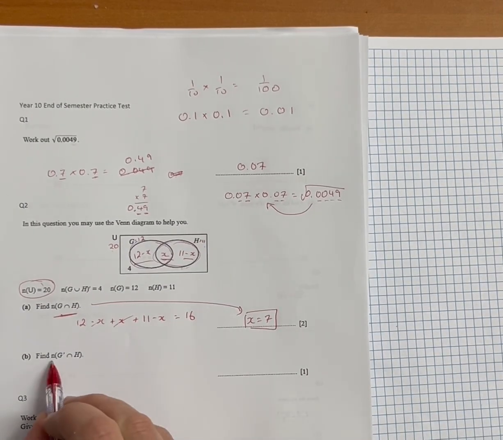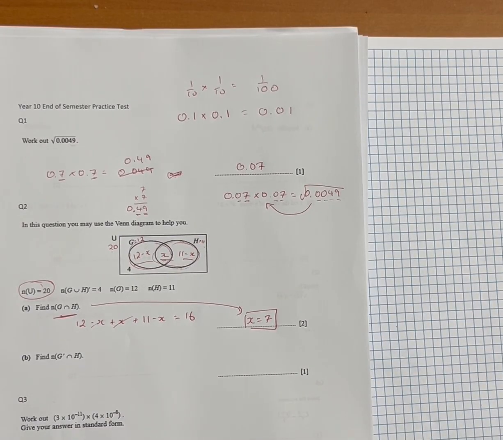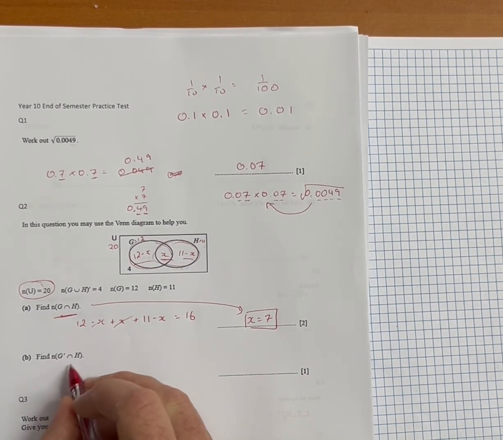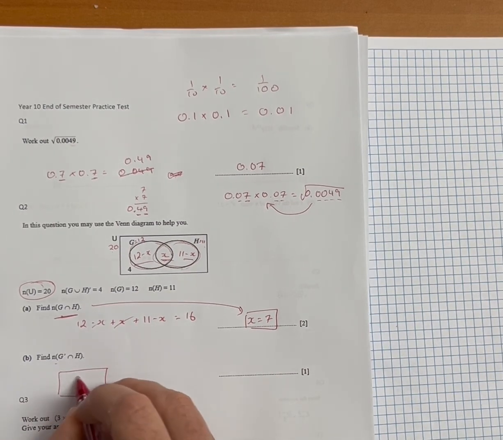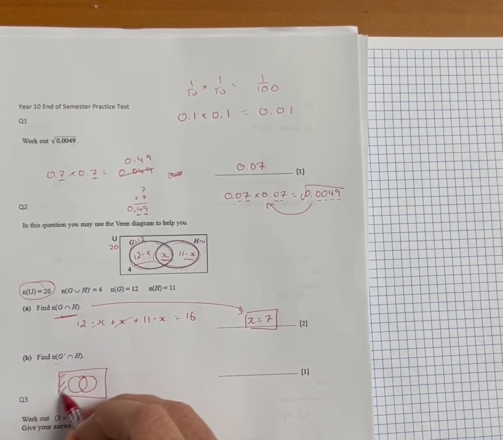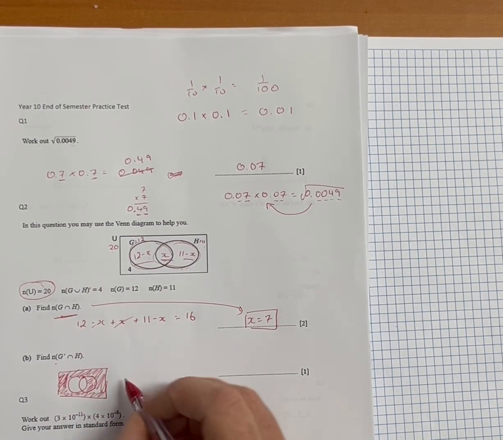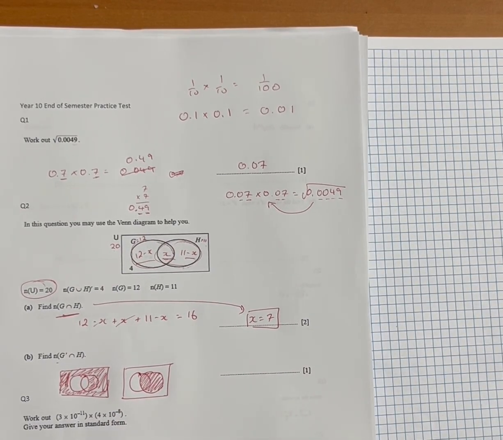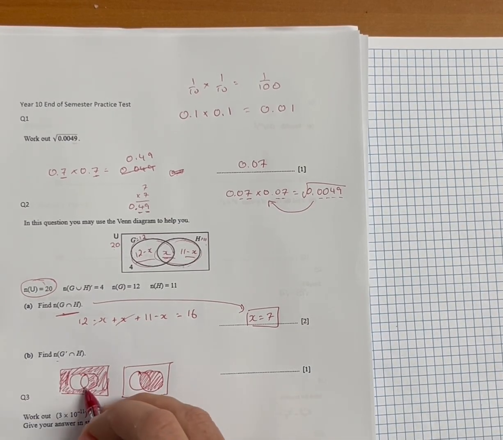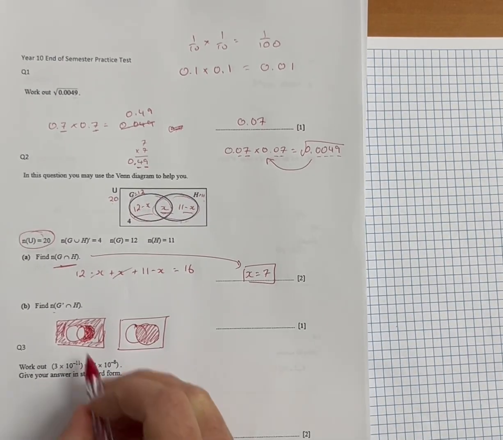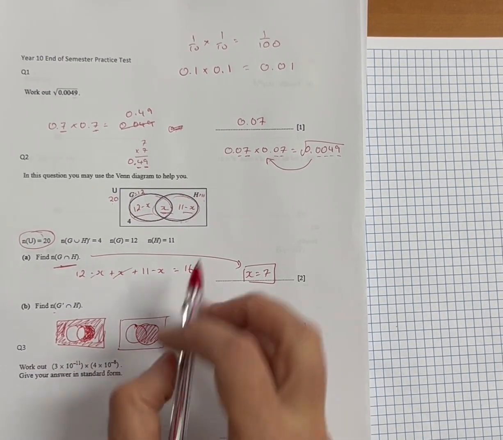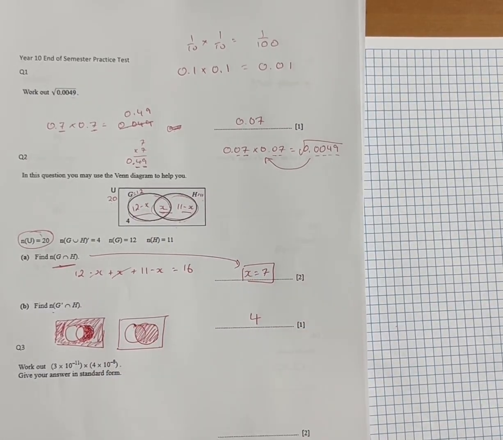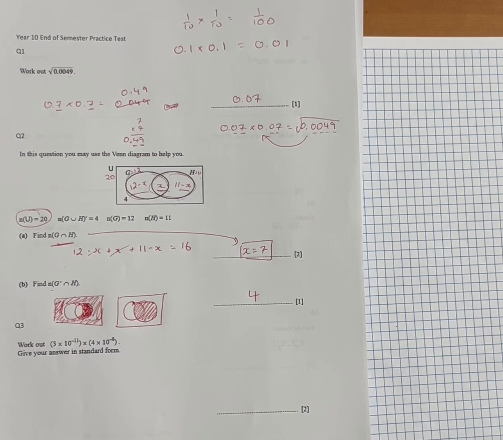Okay. Find the number of elements in G dash intersection with H. Maybe a little sketch here if you're not sure what section they're referring to. G dash is everything outside of G. So I'm going to highlight everything outside of G. And what's H? H is just everything here. Okay, so where do those two overlap? In this little section here, don't they? If I double highlight it, maybe you can see that. So this area here will be 11 take away whatever we found here, which is 7, so that answer is 4.